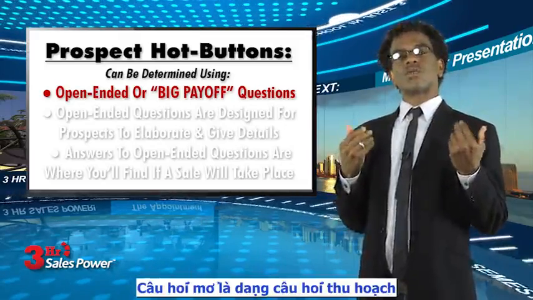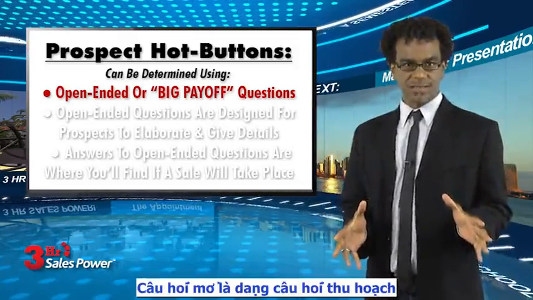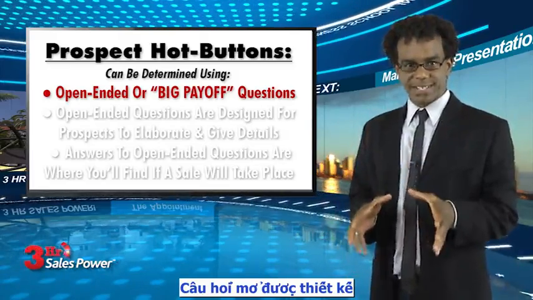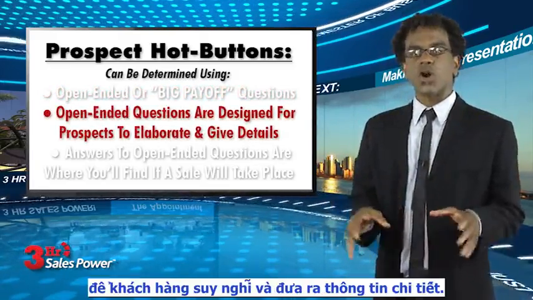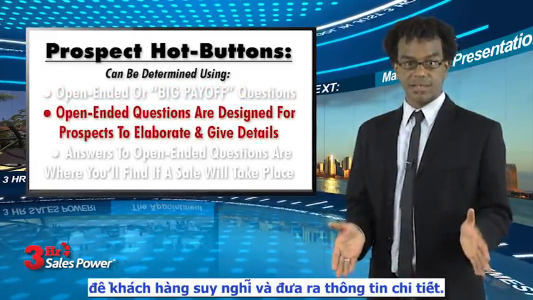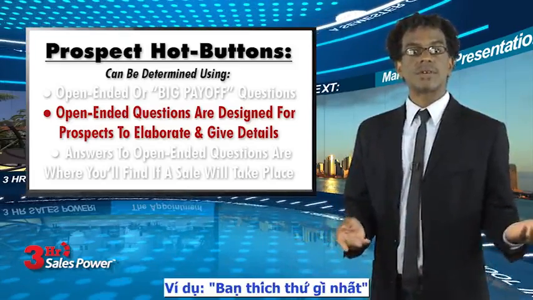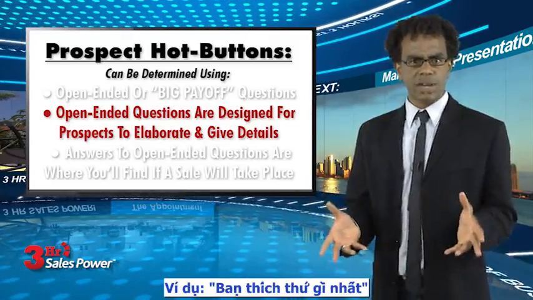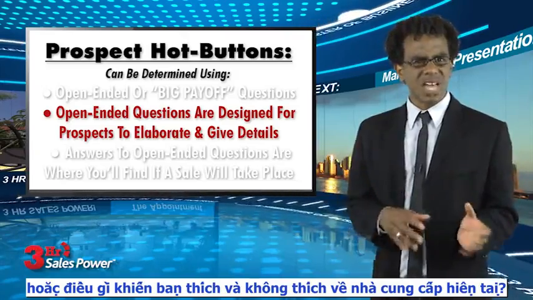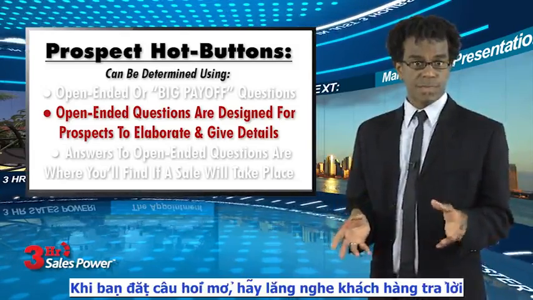Open-ended questions are what I like to call the big payoff questions. Here, the relationship salesperson is digging for hot buttons. Open-ended questions are designed for prospects to elaborate and give details. Some examples of open-ended questions include, what do you like most or least about your current product? Or what are some of the things that you like or dislike about doing business with your current vendor?